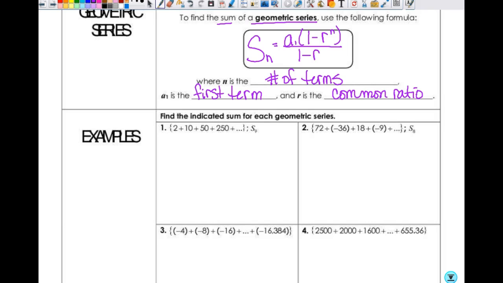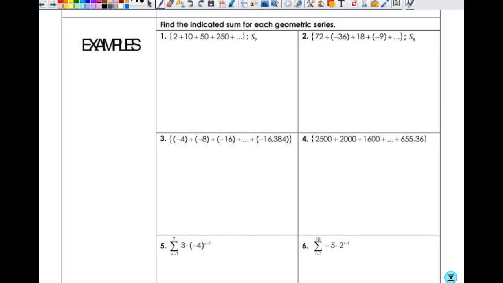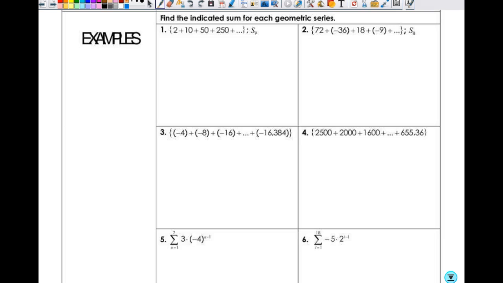All right, so we're going to start with number 1. It says find the indicated sum for each geometric series. So we could figure out what's happening and then actually find the first 9 terms and add them up, but we're not going to do it that way. So I need a few things. The first thing I need is n. What is n? 9. It's right there, right? n is 9. So I'm going to find the sum of the first 9 terms. I need a1. Well, that's 2.